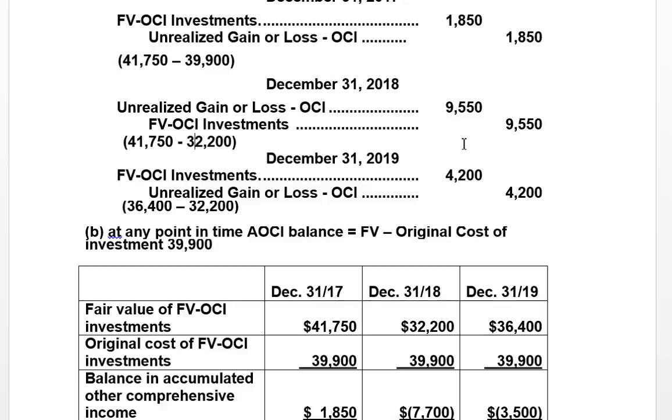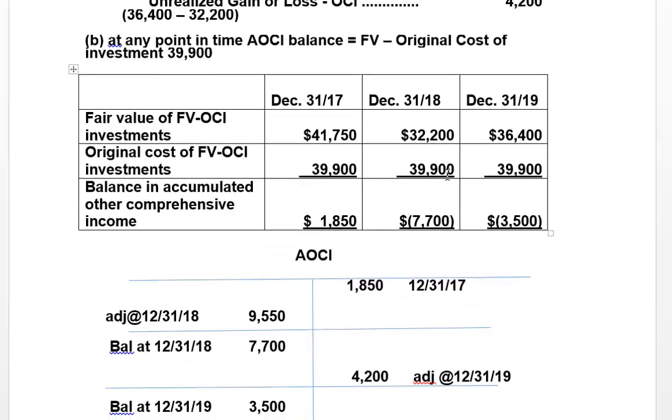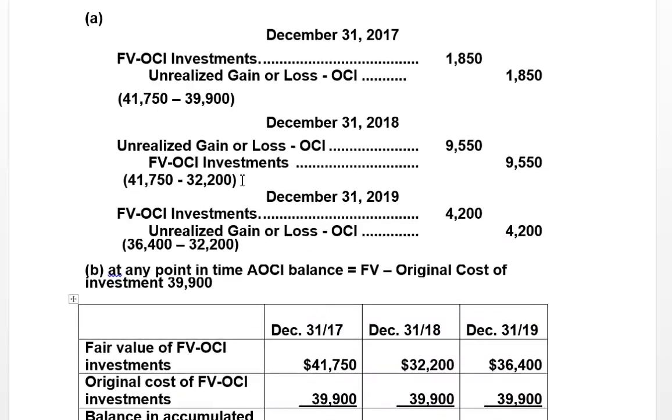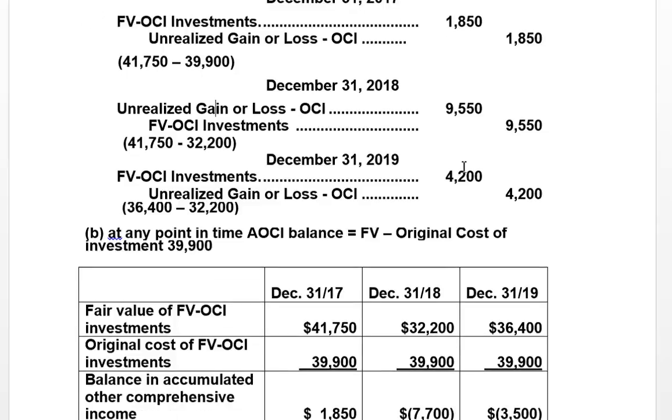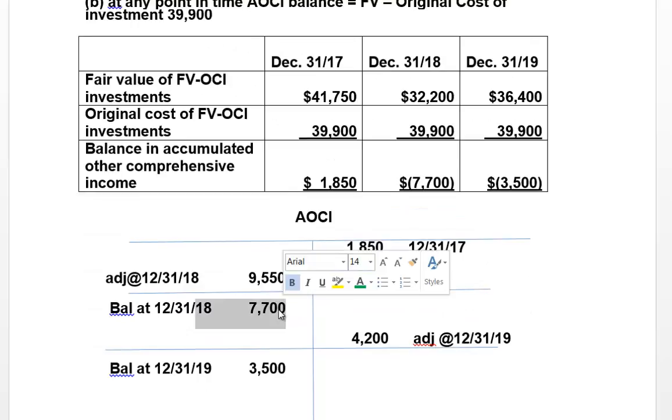So doesn't that mean that if we put in the $9,550 adjustment, because when we debit our unrealized gain or loss account, that updates our AOCI by debiting it as well. And now we're going to have a net debit balance of $7,700, which is exactly what we would have if we compared the original fair value to the current fair value.